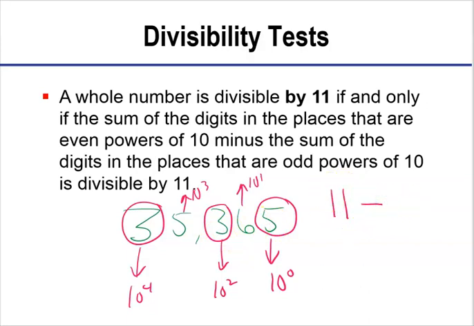Minus, and then it's saying minus the odd powers, the sum of the digits in the places that are odd powers. So that's these other guys, the 6 and the 5. Notice that when I add 5 plus 6, that happens to be 11. When we do the difference, we get an answer of 0.